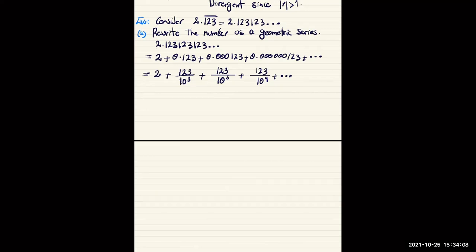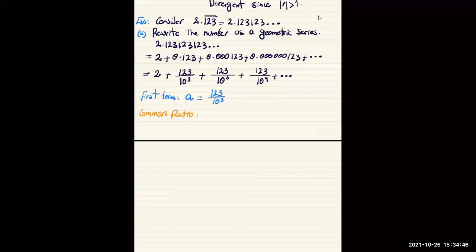Let me write it down. The first term is what we call A. A is just 123 over 10 cubed, or 123 over 1000. And the common ratio, well, just ask yourself, what do you multiply every number by to get the next number? Guys, what do you say? 123?